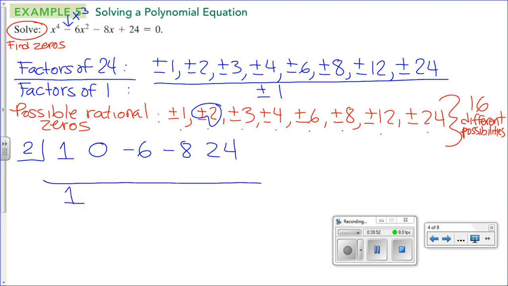And now we drop the first number, which is a 1, then we multiply 2 times 1 is a 2, 0 plus 2 is 2, 2 times 2 is 4, negative 6 plus 4 is negative 2, 2 times negative 2 is negative 4. Negative 8 minus 4 is negative 12. 2 times negative 12 is negative 24. And if we combine like terms, 24 minus 24 is 0.